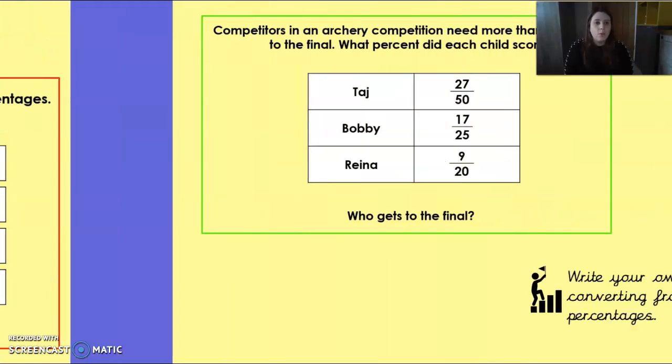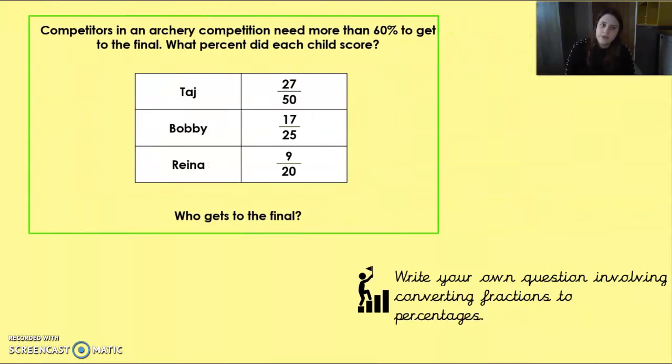Okay, let's have one final go at practicing before you go on to the worksheet. So, competitors in an archery competition need more than 60% to get to the final. What percent did each child score? So you've got 3 children and their score as a fraction. So who gets to the final?